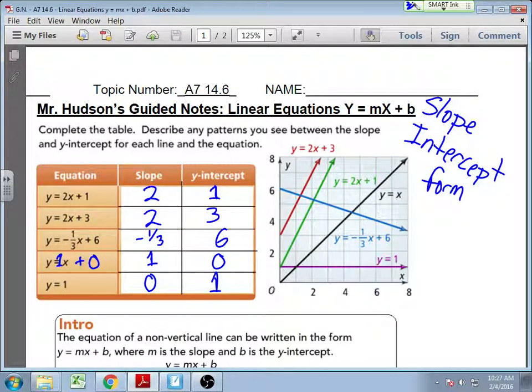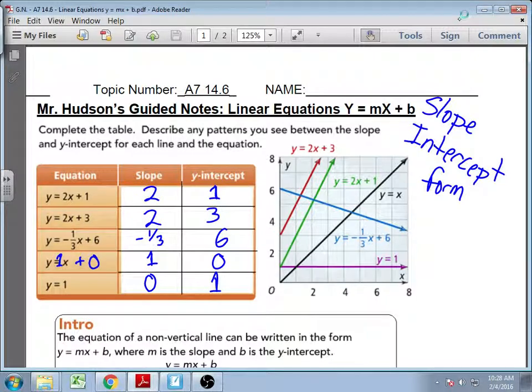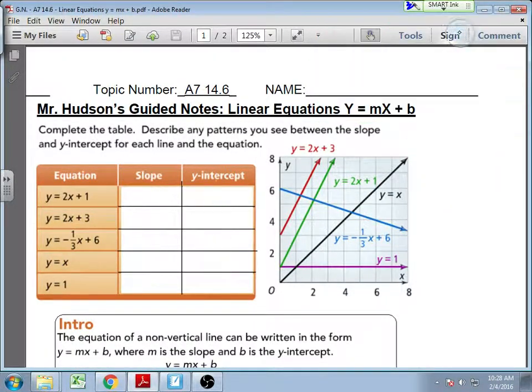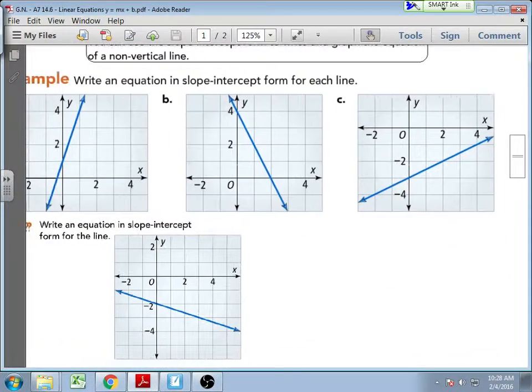So those last two are the ones that get people messed up. They're the ones that people struggle on. Make sure you get this table filled in. It'll be up on the TV here in 2 seconds. So reminder, your m is your slope, your b is your y-intercept. This is called slope-intercept form. You know this.